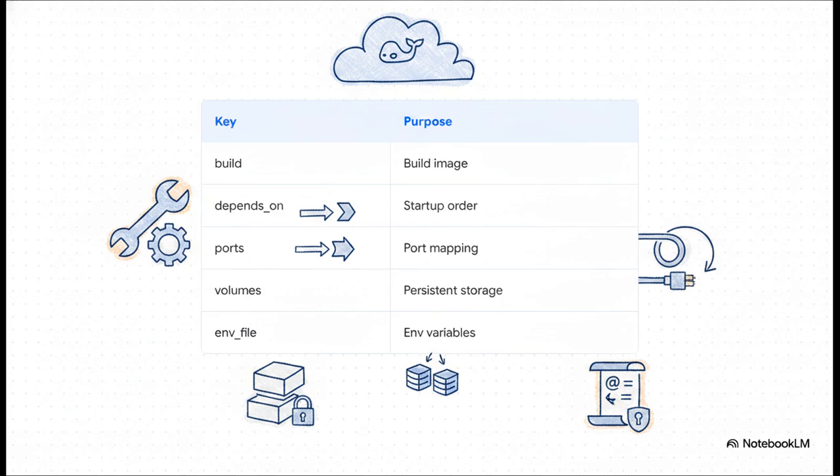We use ports to handle the networking from your machine, volumes to secure that immortal data we just talked about, and env_file to act as a secure vault for passing in your runtime variables. It's essentially the DNA of your entire environment.